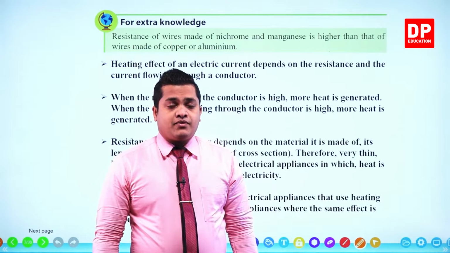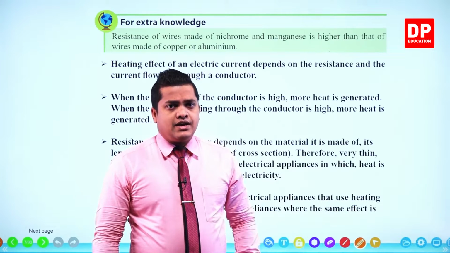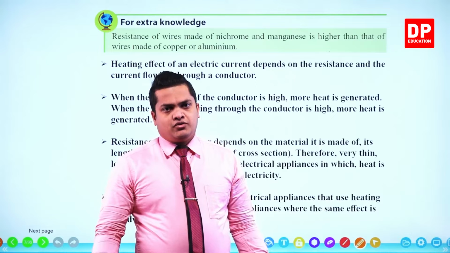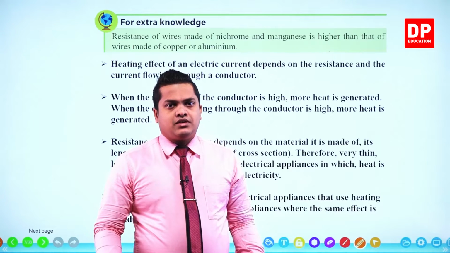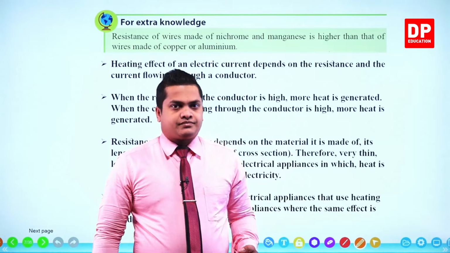Silver is also a type of metal that has very little resistance, even less than aluminium and copper. However, silver cannot be used commercially. It's because silver is very expensive, right?